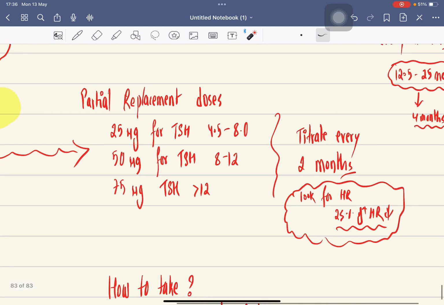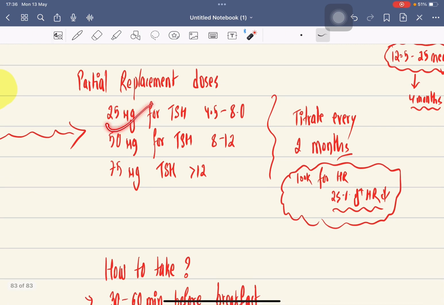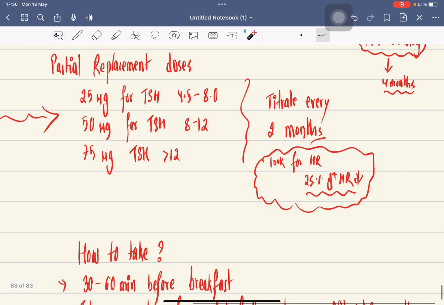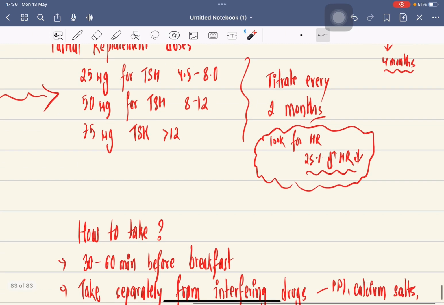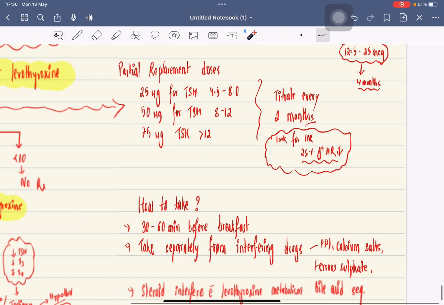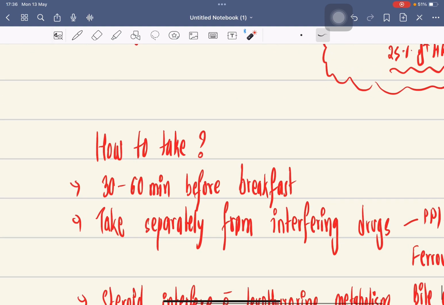And the most popular method is the partial replacement dose. We should start with 25 for 4.5 to 8, 50 for 8 to 12, and 75 if more than 12. We should titrate every 2 months, and we should check the heart rate while giving the thyroid hormone. If the heart rate is within 25% of its normal, either increase or decrease, it is usually normal. But if it is more than 25%, then we should be aware of that.